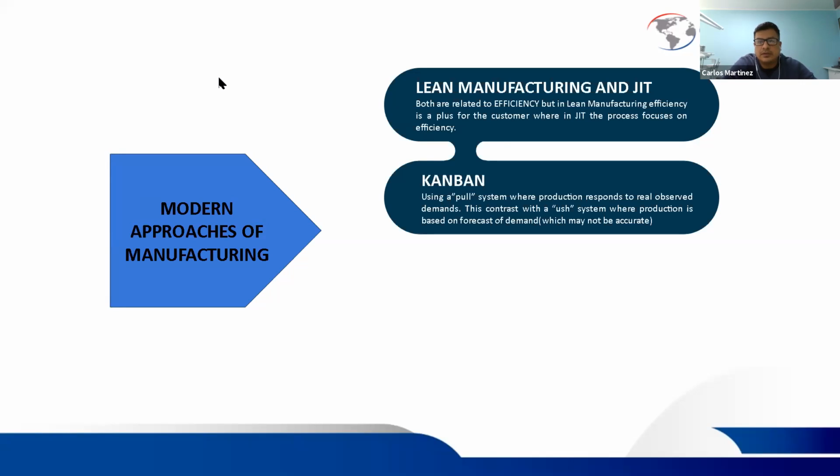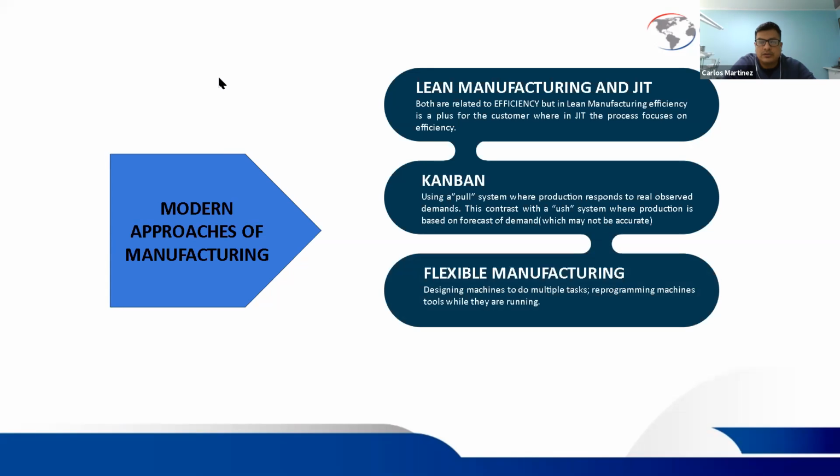The push system is where all your studies or your results are based on forecasts. Okay, what results of certain evaluations and certain standards tell us will probably be a result. That is the push system. Okay, and the pull system is basically related to facts. Okay, what about real things?